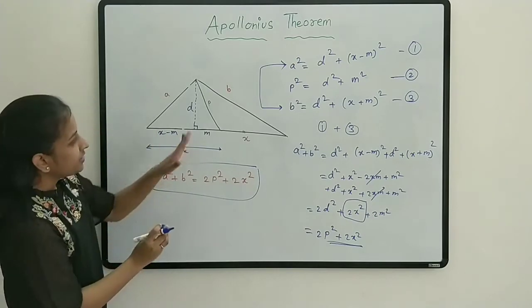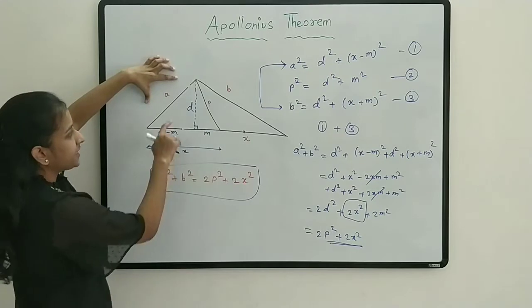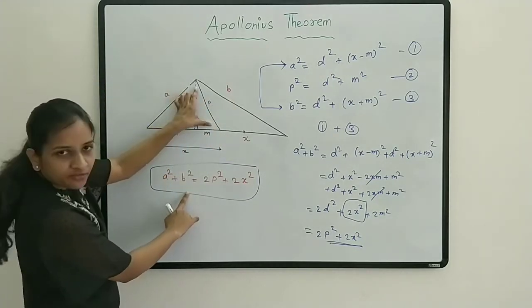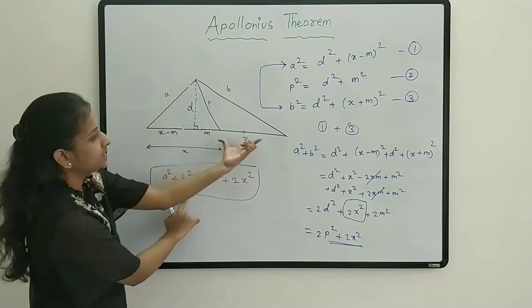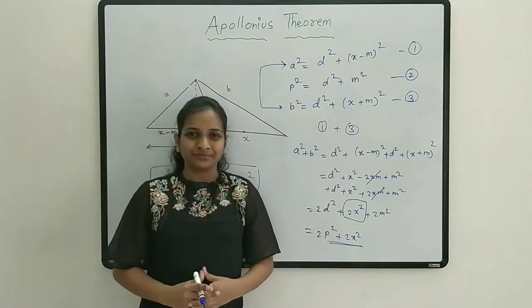See, whenever you are drawing a median on the third side, then for the remaining two sides, A square plus B square is equal to twice the median square plus twice X square. Fine? Now let's take one example.